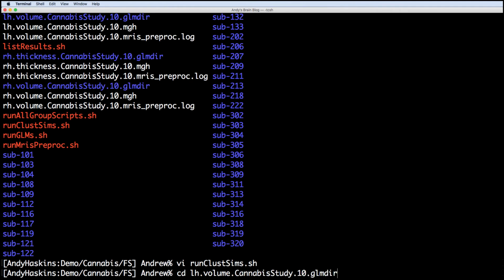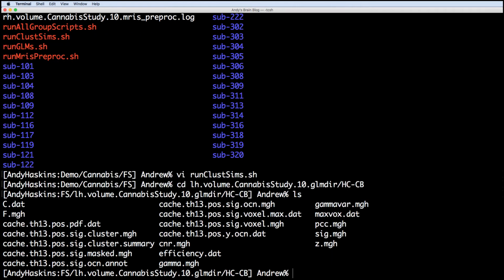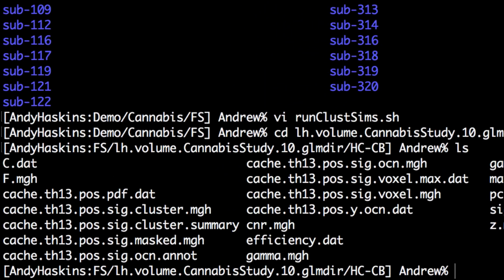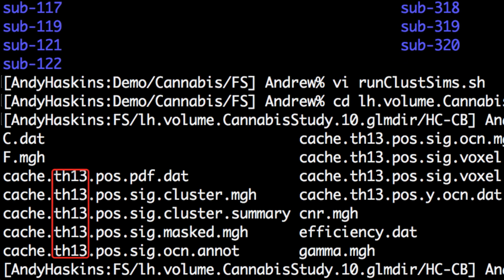If it runs without error, you will see new files created in each GLM directory. For example, go to the directory lh_volume_cannabis_study, 10.glmdir, hc-cb. The names of the files contain the cluster forming threshold and the sign of the test that you did.